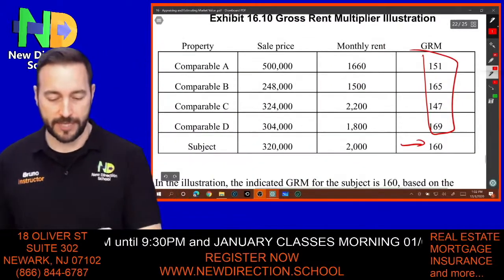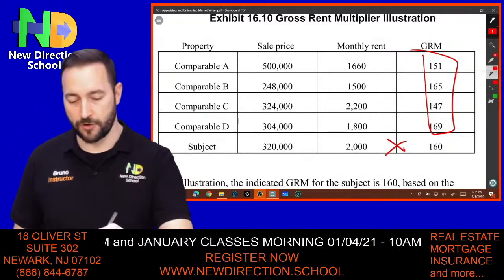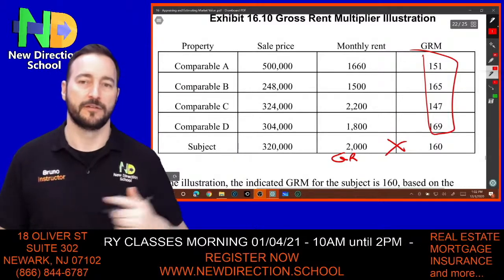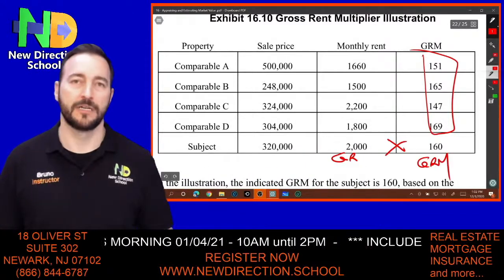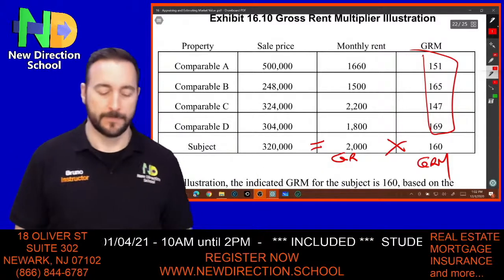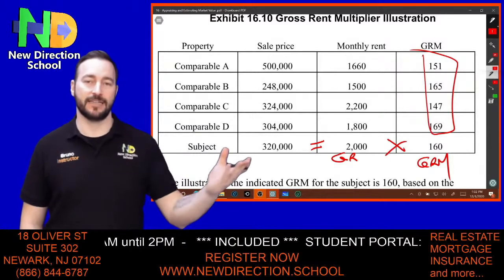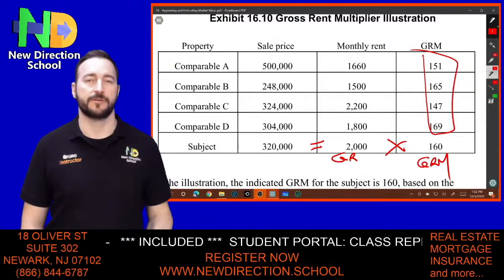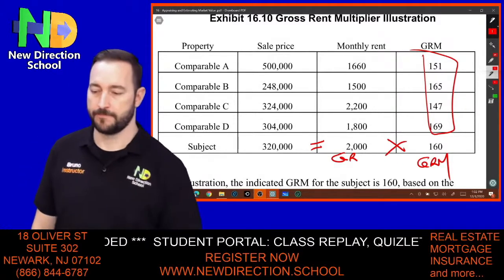I'm going to now multiply the 160 by the gross rent that I receive every month. So 160 GRM multiplier, multiplied by our gross rent, and our property is worth $320,000. So how much can I list this property for? $320,000. Again, based on comparables, we figure out the GRM and we apply it. Questions?